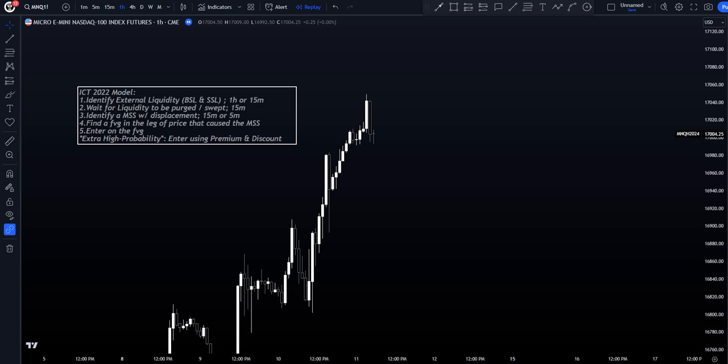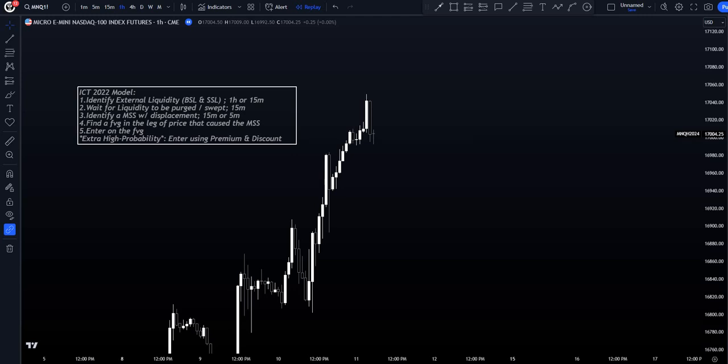So this ICT 2022 model is one of the easiest, if not the easiest, models to use in trading with smart money concepts, okay? The ICT 2022 model technically involves 3 steps, but to be more specific, it is going to be 5 steps for the one I'm teaching you. Technically it's 3 steps: a sweep of liquidity, market structure shift, and fair value gap. But this is going to be more specific about what to do, okay?